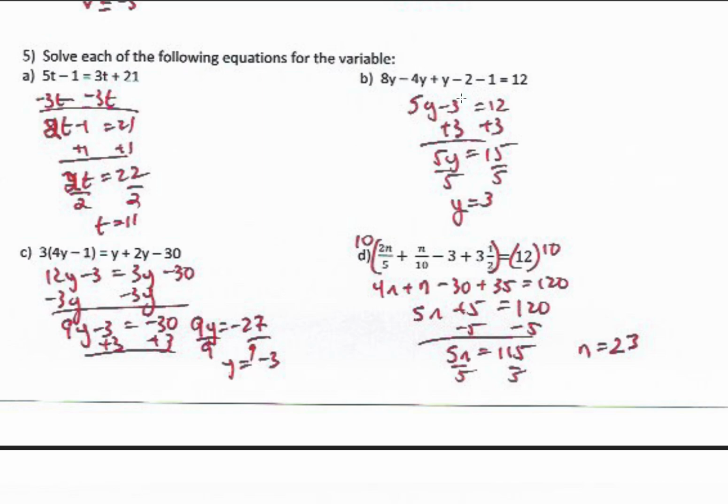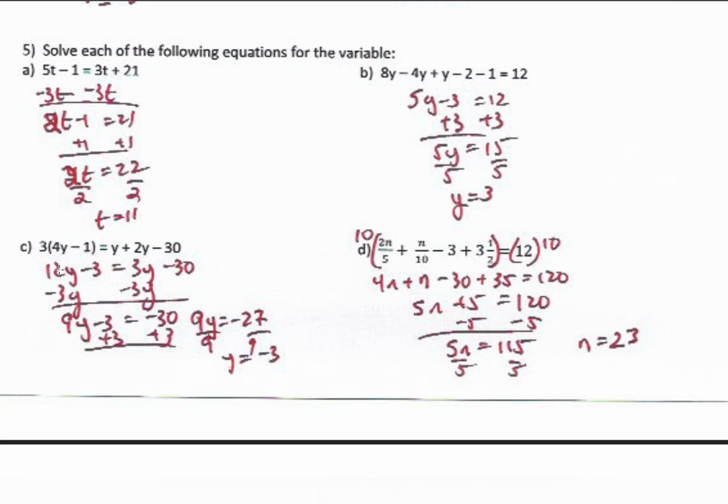8y minus 4y plus y is 5y, right? That's 8y minus 4y is 4y plus another y is 5y. Negative 2 and negative 1 is negative 3. And then add 3 to both sides. 5y is 15. Dividing by 5, y is 3.